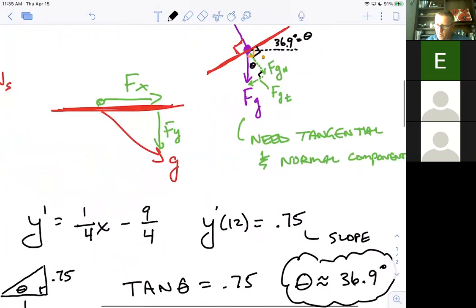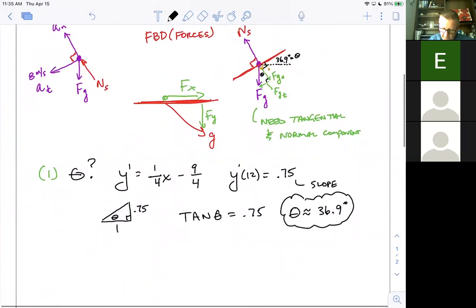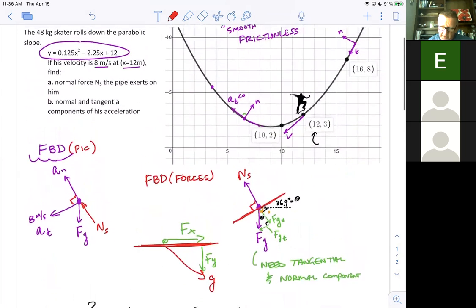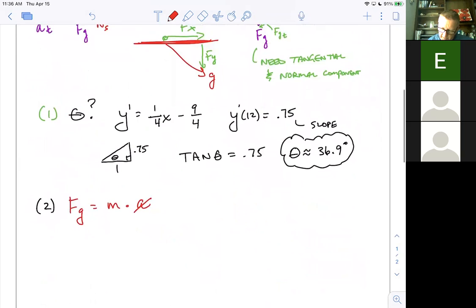So now that I know that, I can actually see what forces I have. First of all, let's figure out what the force of gravity actually is. Force equals mass times acceleration. It's one of our classic ones. Gravity has an acceleration of, let's see, am I working in feet or meters? I'm in meters per second, so everything is meters. So my acceleration of gravity is 9.81 meters per second squared.